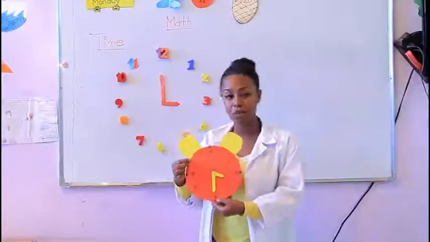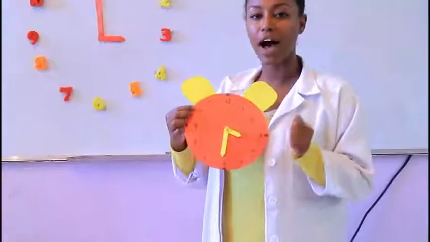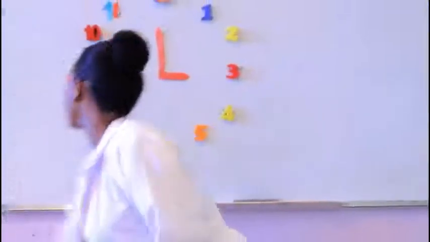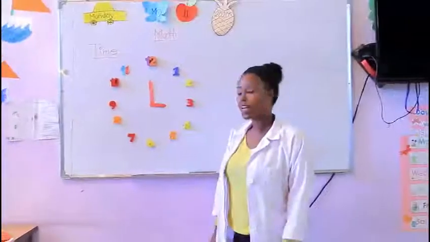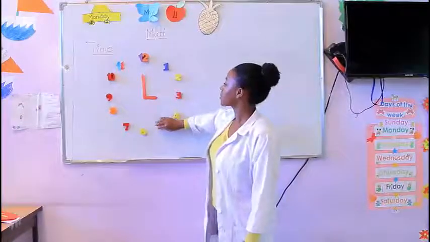So to make it simple, before you tell the time, you have to see where the long hand is. Okay, now here on the board, where is the long hand? It is on 12, yes? So if it is on 12, it's o'clock.